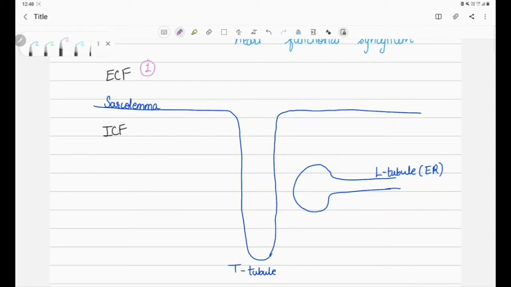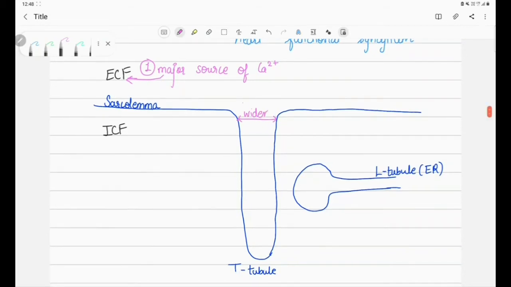Let's see the first difference, the major source of calcium. The major source of calcium in skeletal muscle is the endoplasmic reticulum or sarcoplasmic reticulum, but in cardiac muscle it is ECF. Second difference is wider T tubule. Now let's say the impulse comes from one cardiac muscle cell to another, and this impulse goes down to the T tubule and then there's a receptor, that is the dihydropyridine receptor.